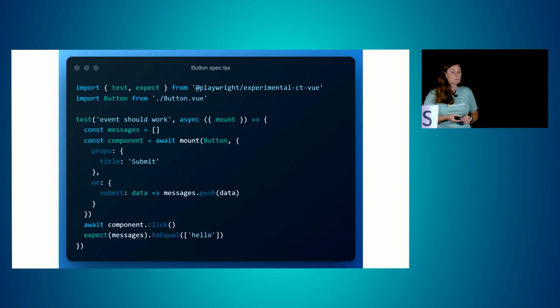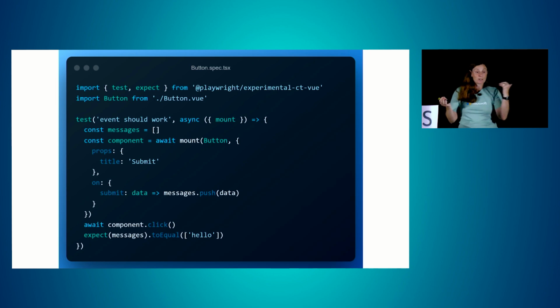Again, we can test a button, so we can also test events. So here we've got a messages array, our component, we're mounting the button, we've got our props, and we've got our onSubmit with a date, and we're pushing all those messages in there. And then we await the component click. Playwright awaits for everything out of the box. You don't have to put setTimeout and things like this. So it's really cool. And then expect the messages to equal hello or whatever.